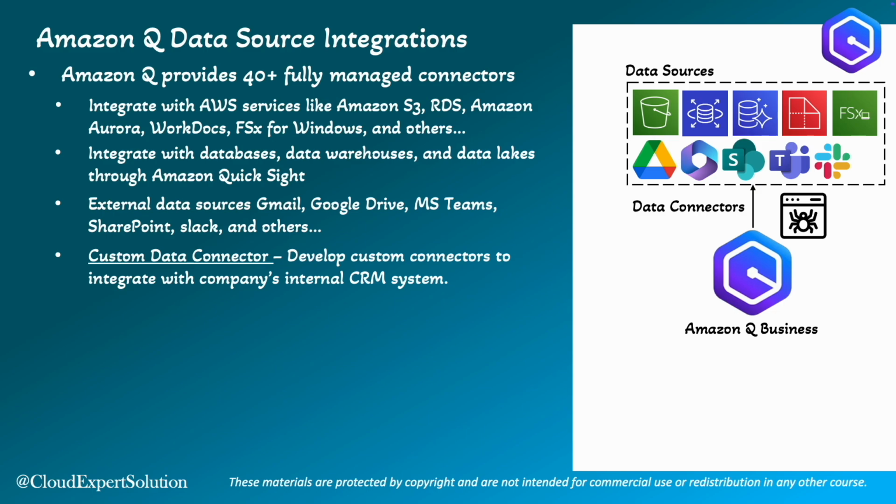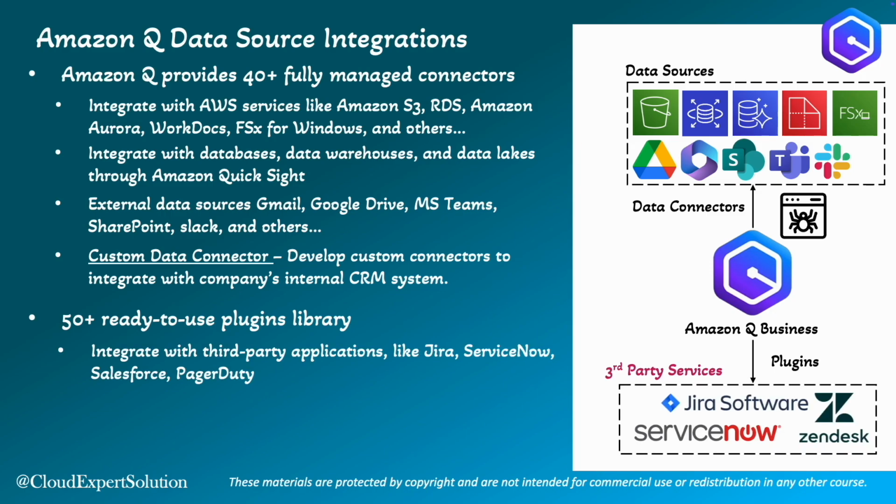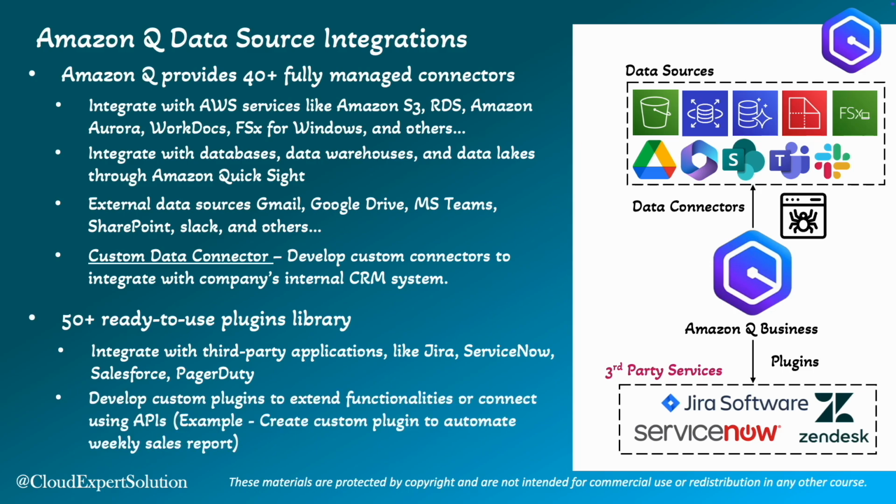On the other hand, if you want to perform actions on other downstream applications, Amazon Q Business supports plugins. Amazon Q Business provides 50 plus ready to use plugin libraries that you can use to connect applications like Jira, ServiceNow, Salesforce, PagerDuty, or other third-party applications. You can also develop custom plugins to extend the existing functionalities or to connect using APIs. As an example, if you want to automate the weekly sales report generating process, then you can integrate using APIs and you can create custom plugins to automate the weekly sales report.